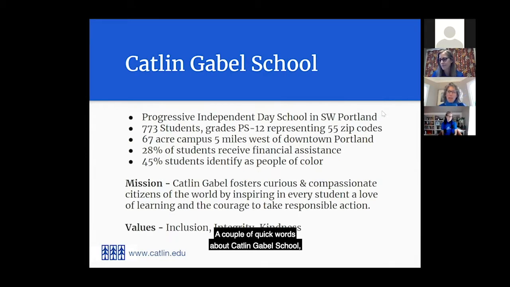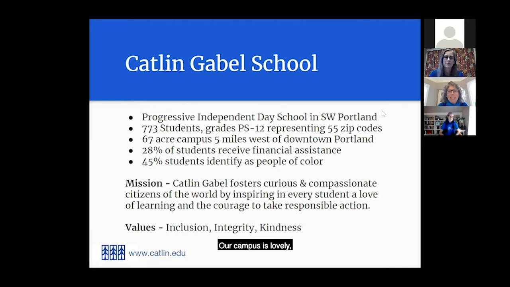A couple of quick words about Catlin Gable School for anyone who is not as familiar with our school. We are a progressive independent day school in Southwest Portland. 773 students are enrolled at the school this fall, and they span grades preschool through 12, representing 55 different zip codes. So they come from all over the Portland metro area and beyond. Our preschoolers are on campus this fall, and our K-12 students are all learning remotely along with the rest of the city for the most part.